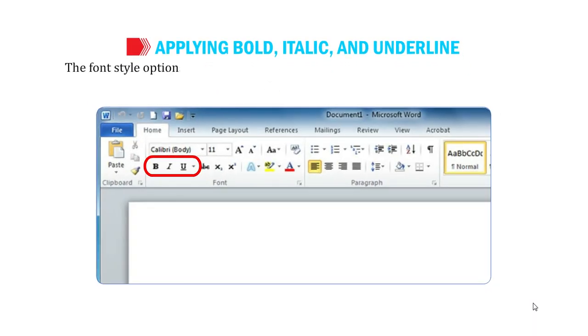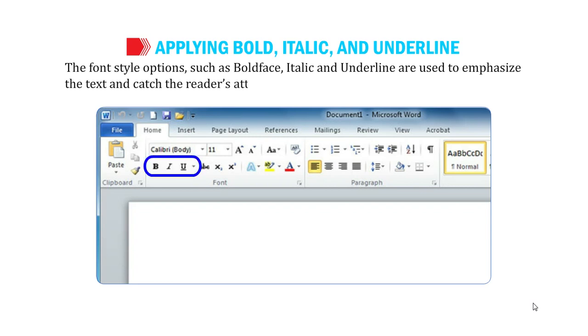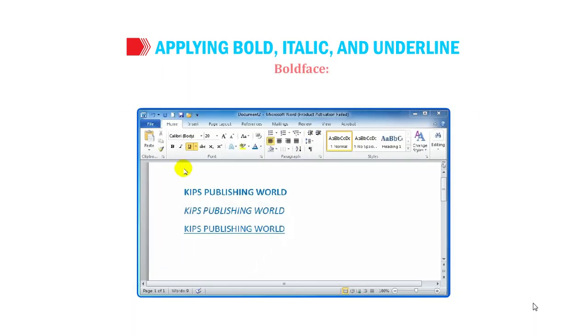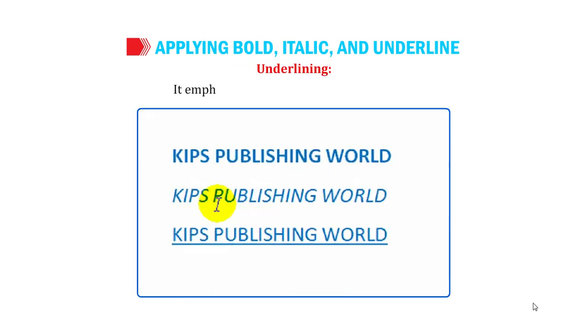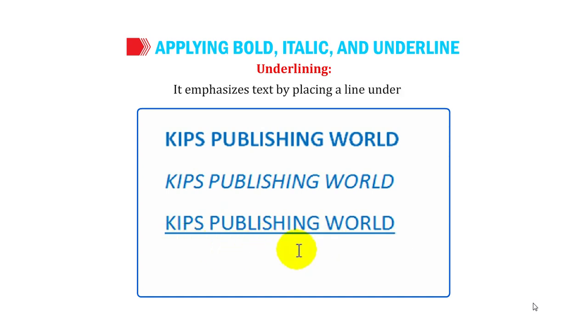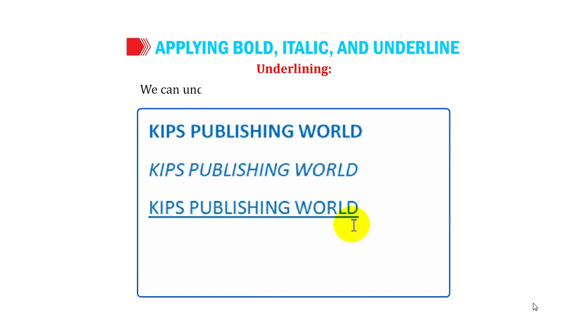Now let us talk about applying bold, italic and underline. The font style options such as boldface, italic and underline are used to emphasize the text and catch the reader's attention. Boldface. It makes the selected word darker than the rest of the text. Italicizing. This effect emphasizes the text by slanting it to the right. Underlining. It emphasizes text by placing a line under it. We can underline a word or sentence along with spaces.